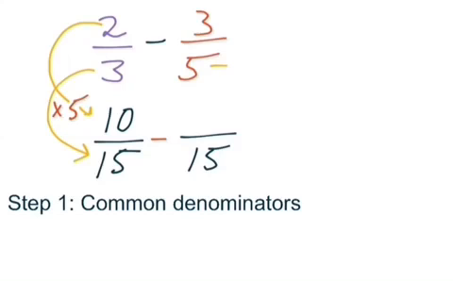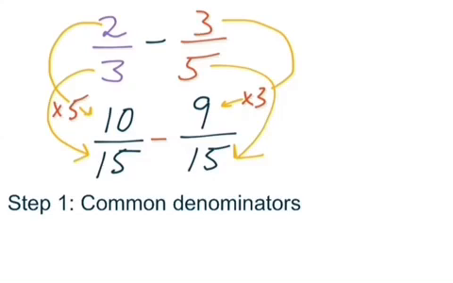You don't want to forget to convert your numerators here. On the other side, how many times does 5 go into 15? Well, 5 times 3 is 15. So over here, when I do my arrow, 3 times 3 is going to get me 9. So now I've got 10/15 minus 9/15, and we can move on to our next step.